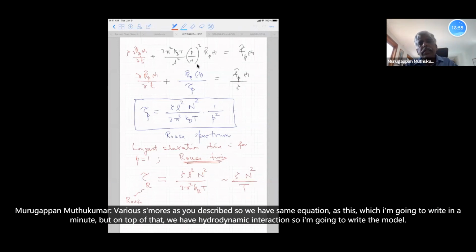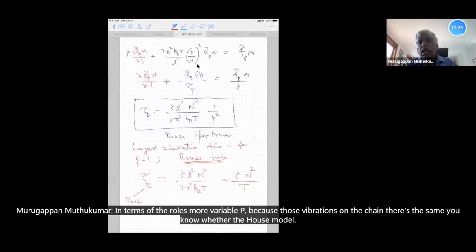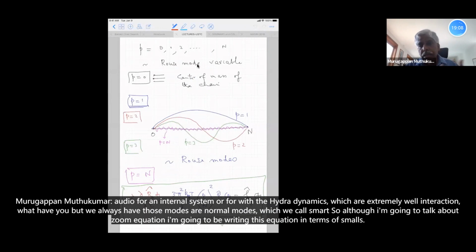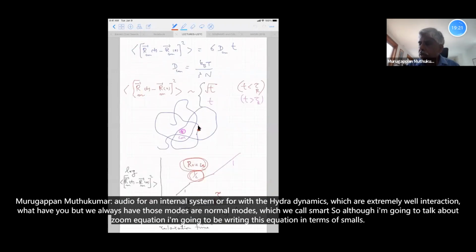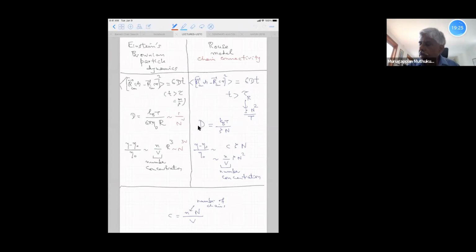So I'm going to write the Zimm model in terms of the Rouse mode variable P, because those vibrations on the chain are the same whether it's a Rouse model, an entangled system, or a system with hydrodynamics or excluded volume interaction. We always have Rouse modes or normal modes. So although I'm going to talk about a Zimm equation, I'm going to be writing this equation in terms of Rouse modes.